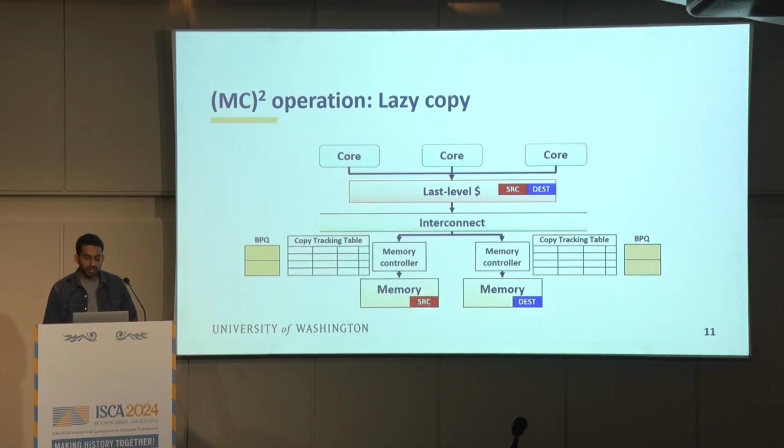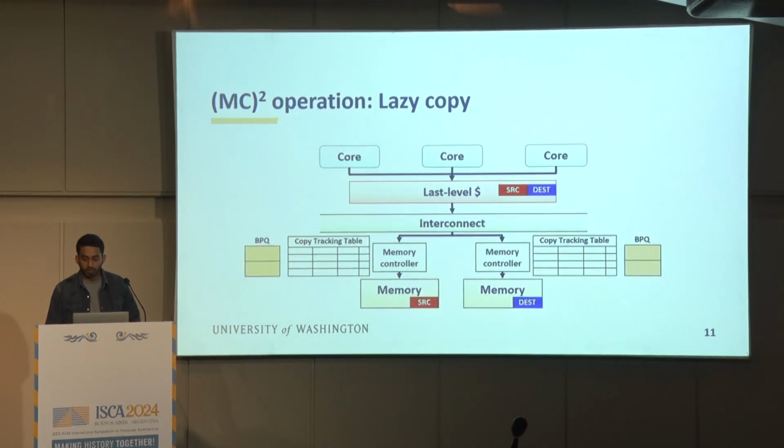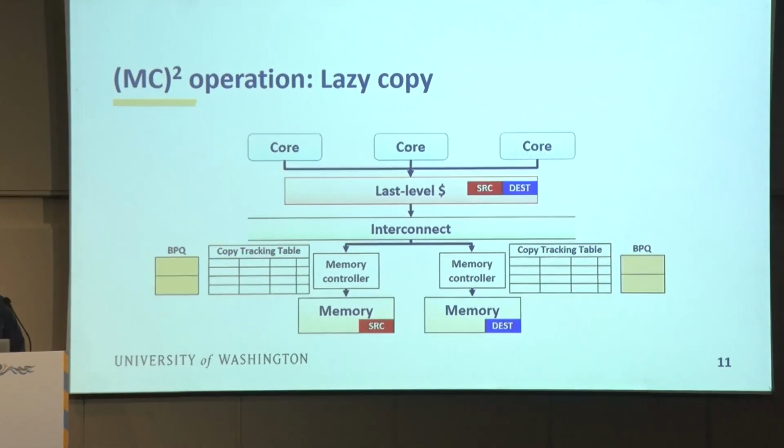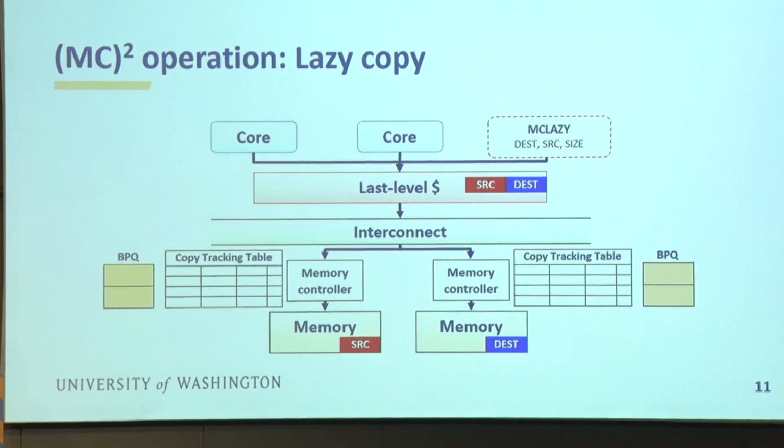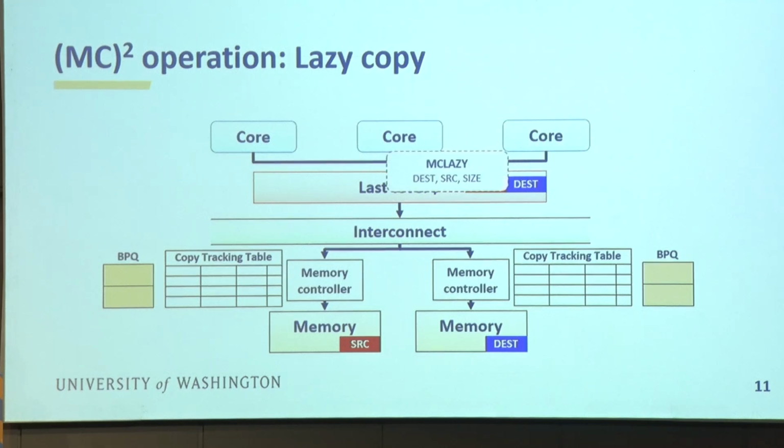So we'll now look at how the actual lazy copy operation is performed and what happens on memory access. First, let's assume that the CPU core executes an MC lazy operation on a destination and source cache line. So the CPU will create a packet for this operation and send it towards the caches. At the caches, the operation triggers an effect where the destination is invalidated and the source is written back. And this ensures that further accesses to the destination end up going to the memory, and the memory has the up-to-date values of the source that was supposed to be copied to the destination.